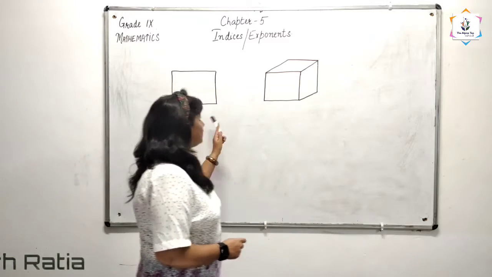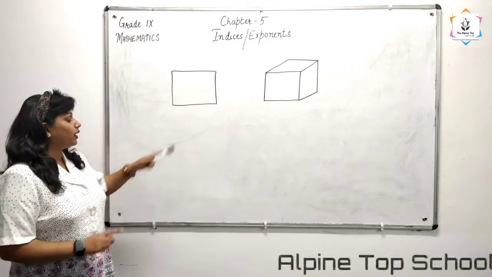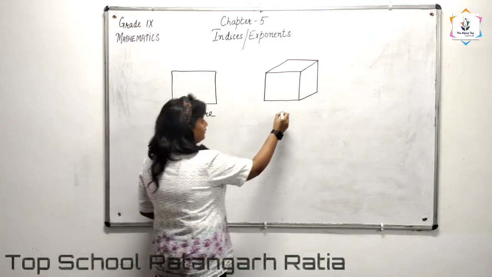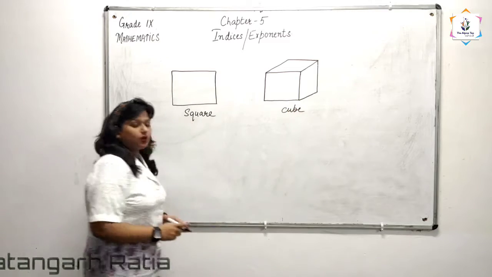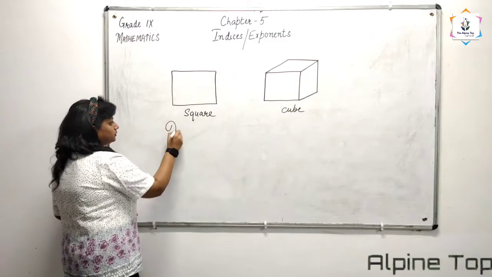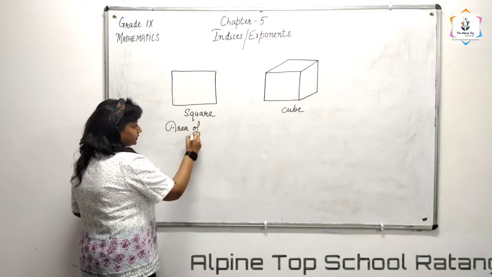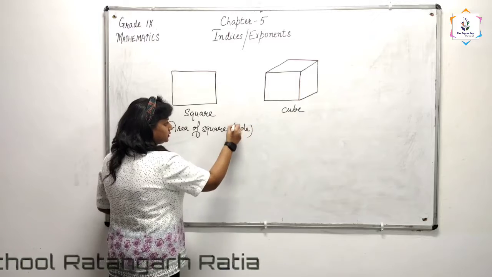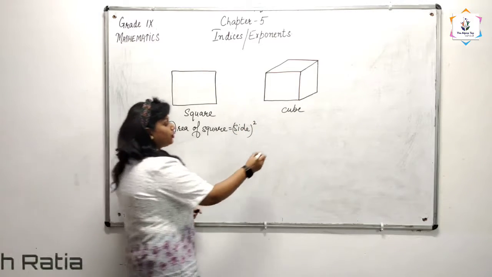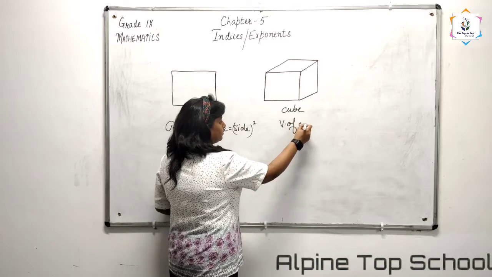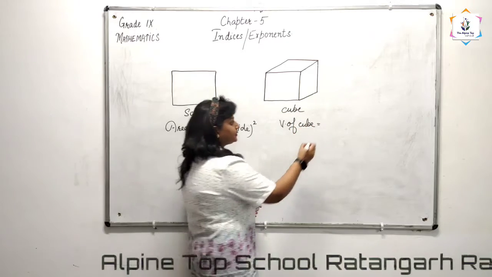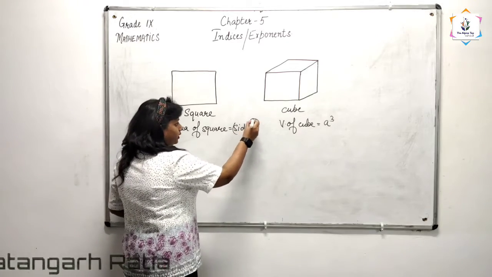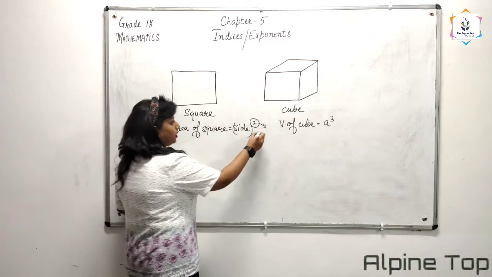So, are you seeing here two figures? One figure is a square shape I have drawn, and the second figure I have drawn is a cube, right? So, what is the formula of this one? Area of square is equal to side of square squared, right? And volume of cube, what is the formula of this one? It is a cubed. Clear?